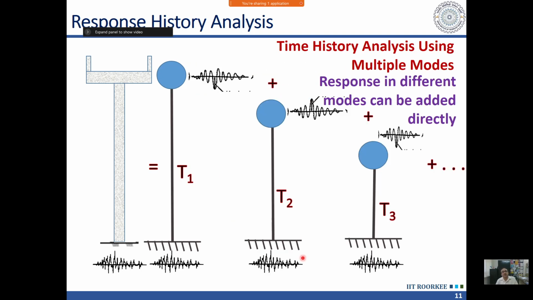I can extend this to multiple modes. So rather than considering a single mode, I can consider number of modes. If I take all the modes, then this will give me the correct response of the structure. But usually we consider fewer modes, because those fewer modes reduce our computational effort significantly and give us sufficiently accurate results.